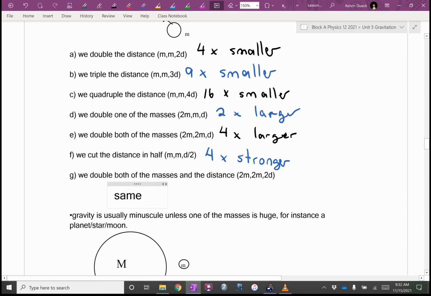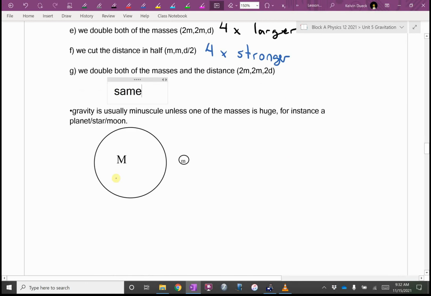Okay. So there's kind of the math of how the universal gravitation equation works. Now, gravity is usually minuscule unless one of the masses is huge. For example, a planet or a star or a moon, but even the moon nowhere near as big. But all of you right now are exerting forces on each other. We don't even count them because the odds are pretty good they're roughly canceling out because look at where you're sitting. You're roughly surrounded by people of roughly the same mass, and they're roughly all tugging on you in opposite directions, roughly. It's not something we take into account.